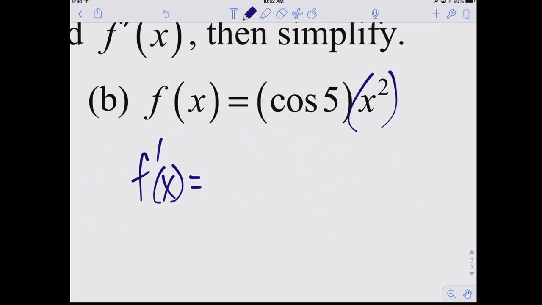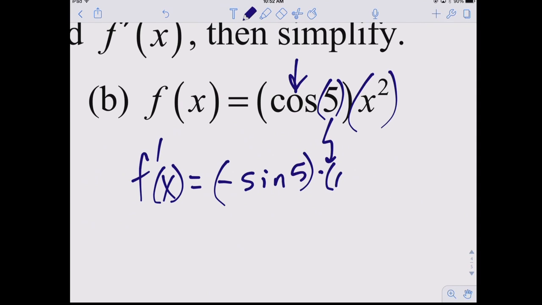2 factors, 2 terms, right? What's the derivative of cosine of 5? You've got to be careful here. If you say it's negative sine of 5, there's nothing wrong with that. But then you have to think of it as being a chain rule. It's negative sine of blob times the derivative of blob. What's the derivative of 5? 0, times the second one goes along for the ride.